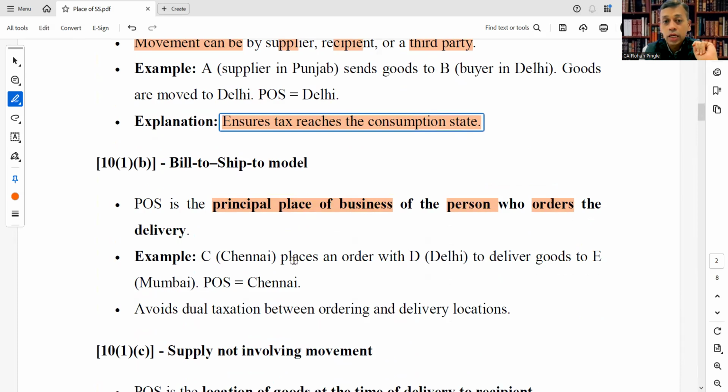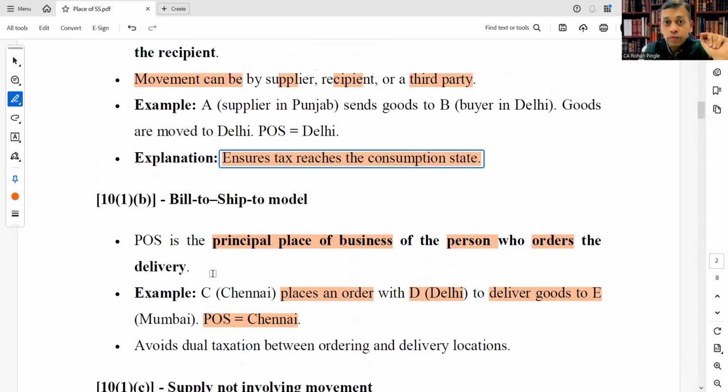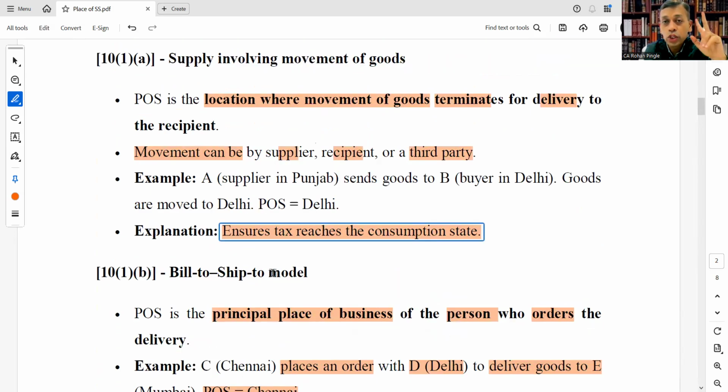C in Chennai places an order with D to deliver goods to E, that is in Mumbai. Then place of supply here will be Chennai and not Mumbai. In the first case, there are only two parties involved. Goods are moving from A, the supplier in Punjab, to B, and the delivery terminates at Delhi. So place of supply will be Delhi.